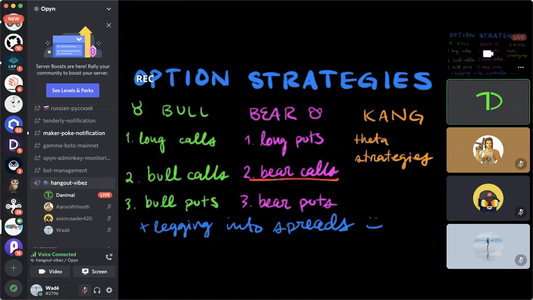And then also bear calls, which is a nice way to take in some premium when the market's trading sideways or down. So this one also kind of fits into kangaroo, which we'll call theta strategies. Same for bull puts, so these are also neutral to bullish. Anything that's neutral, we'll put into kangaroo. And then finally bear puts, which is just a nice way of saving money on your long puts by pairing a short leg with the long leg. Just a two-leg strategy. It's not as crazy as it sounds. And then finally, kangaroo strategies, which are basically just these two right here.